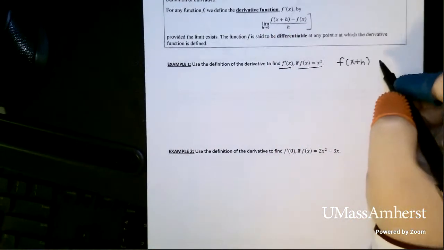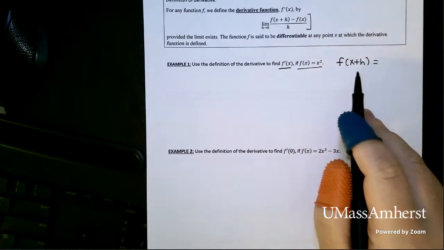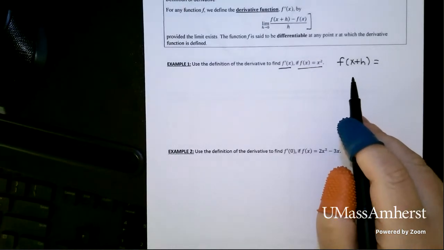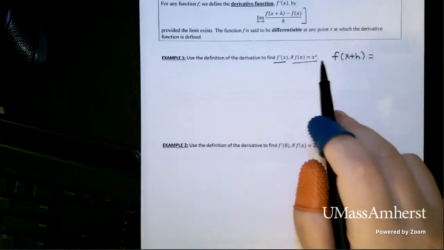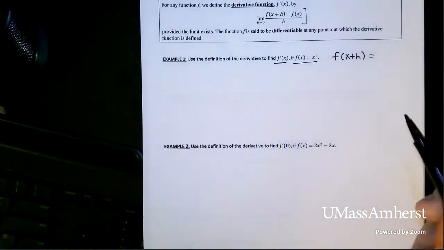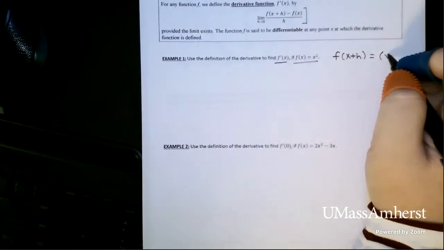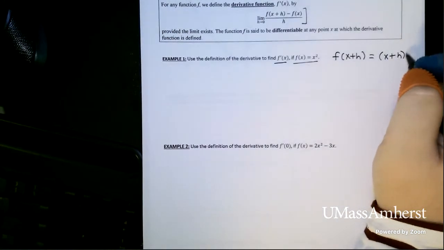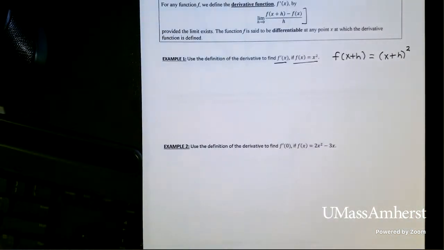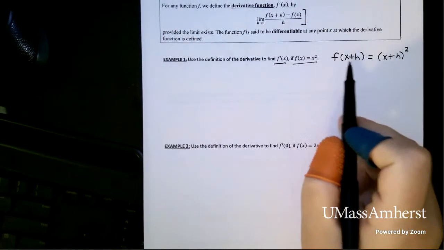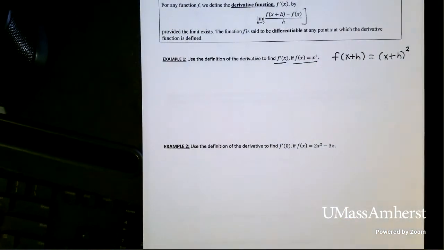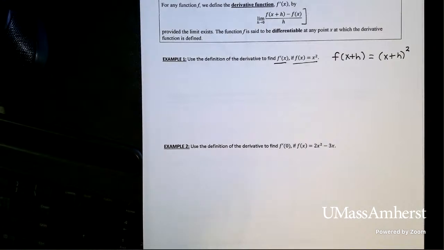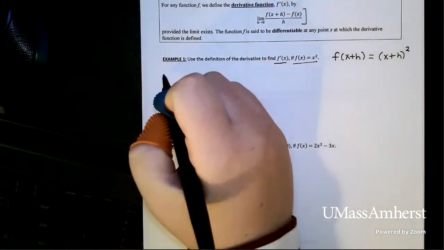So f of x plus h, now we need to think back to when we talked about composite functions, right? And so that means we're going to be plugging in an x plus h into our x squared function. So here we have x plus h squared, right? Because again, we're taking x plus h and plugging it into the f of x given function. So we will need to multiply this out at some point. I'm not going to do it in this step. We'll do it in the next step, but you could multiply it out here.